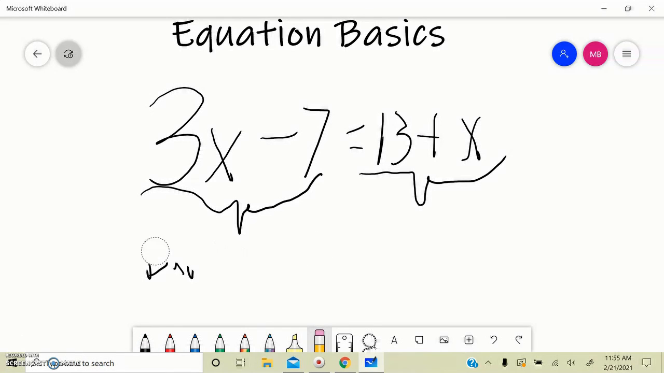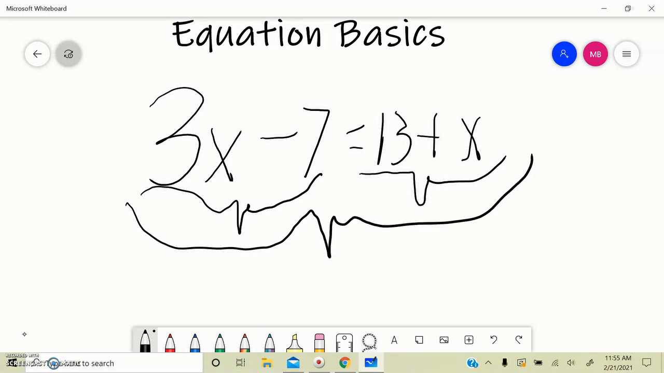But I also have one big part, one whole thing. That whole thing is going to be an equation. This whole thing is the equation. The 2 separate sides divided by the equal side are expressions.